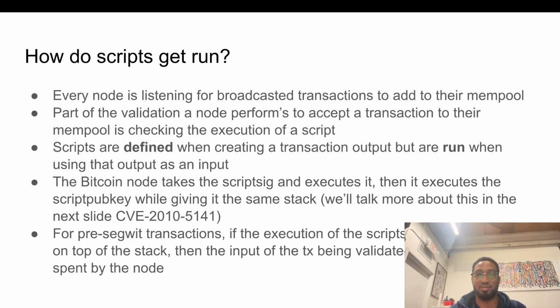So if I had OP_EQUAL and OP_3 as part of my script pub key, and then my script sig was, let's say, OP_1 and OP_2, and I had OP_ADD, then when you put these things together, they'd actually execute and result in a 1 on top of the stack. Again, it's hard to visualize because I don't have a visual for it, but hopefully it helped your understanding.